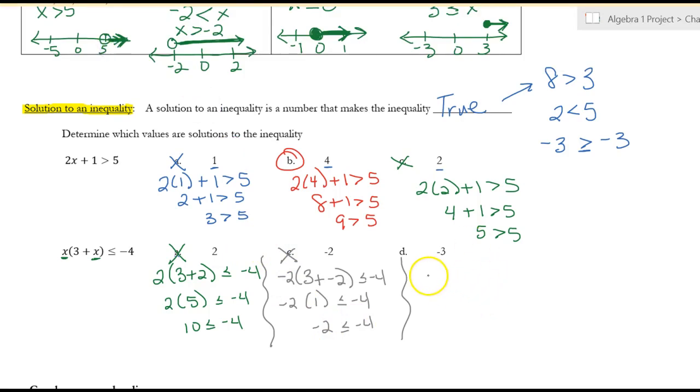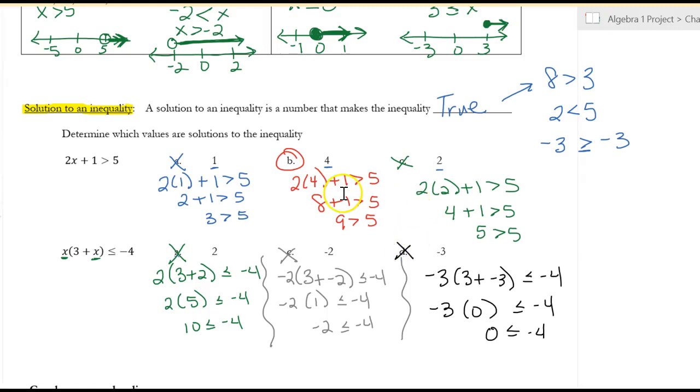Okay, last one. Let's try if this one works. So negative 3, 3 plus negative 3 less than or equal to negative 4. So negative 3 times 0 less than or equal to negative 4. So 0 is less than or equal to negative 4. And again, 0 is not smaller than negative 4. So for that one, none of the answers work.